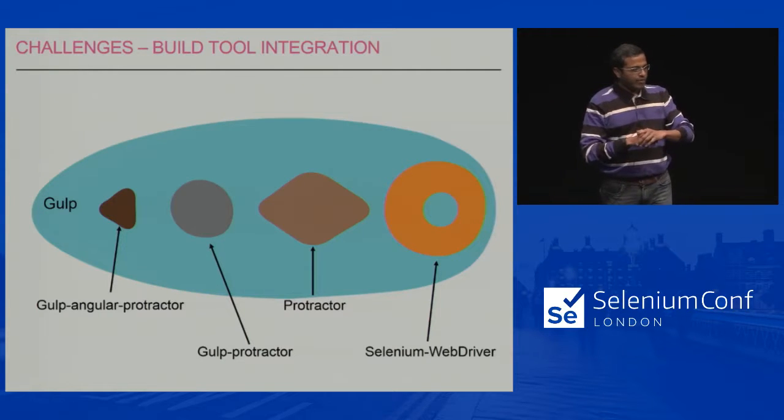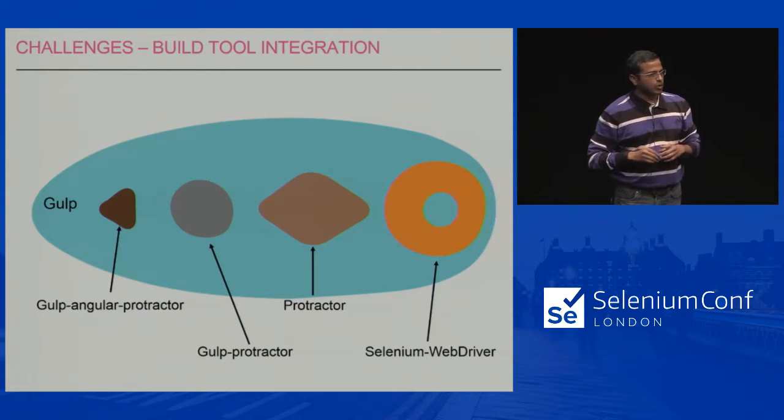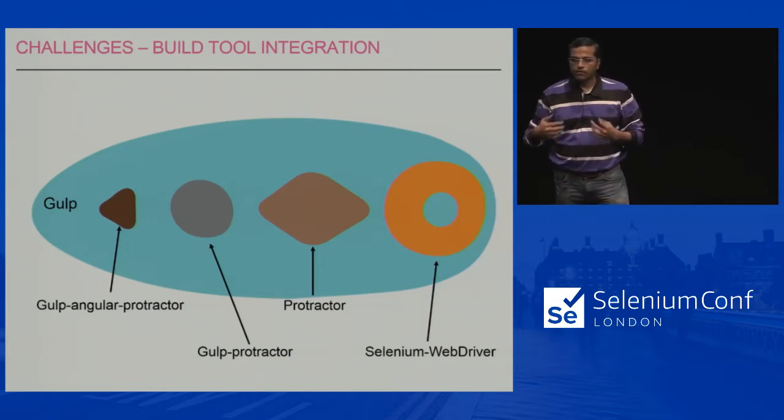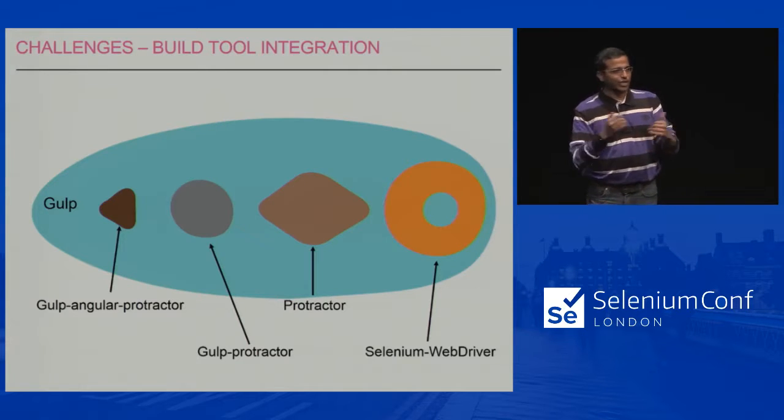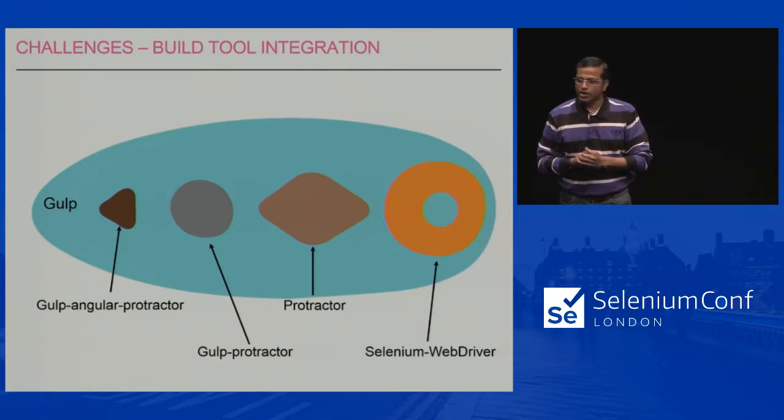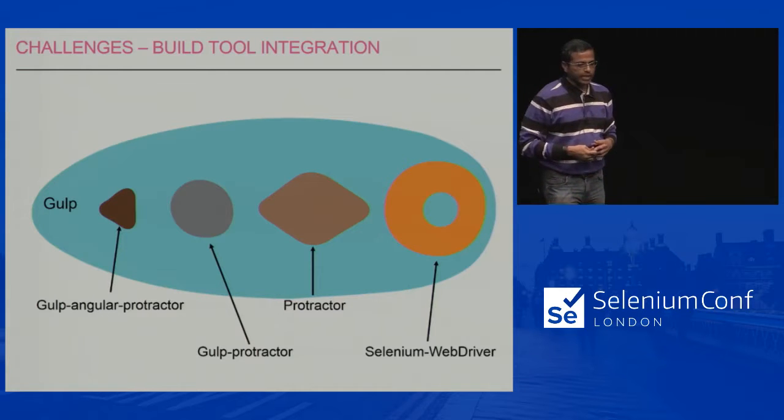To get Protractor updated, I need Gulp Protractor to be updated. And now we are sitting on one dependency over the other, which you cannot control. It's easy to just fork that repo and update the packages and use that internally, but how often will you really do that? So another problem over there.